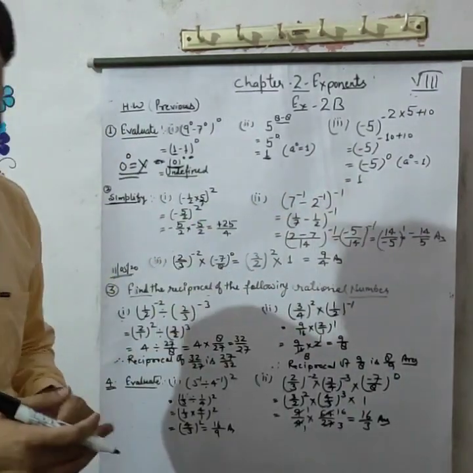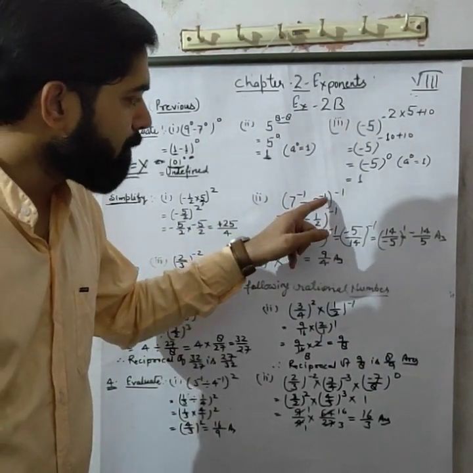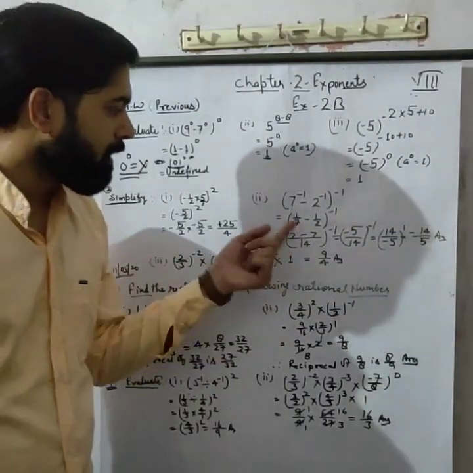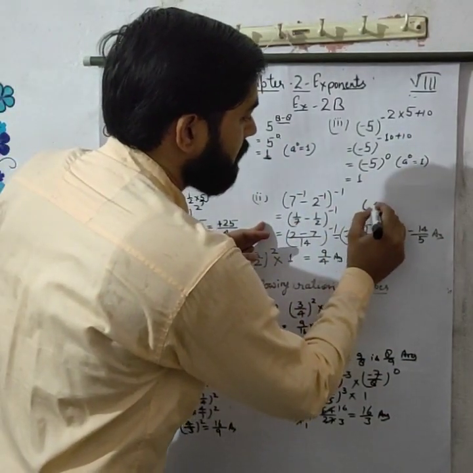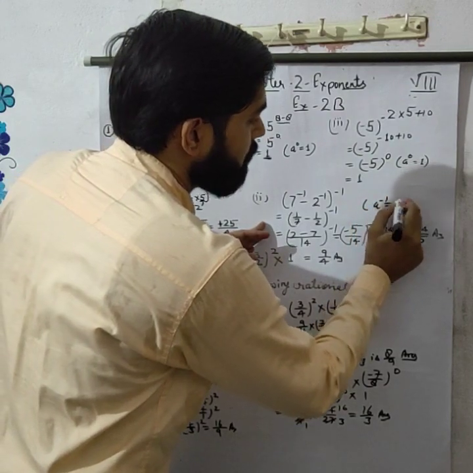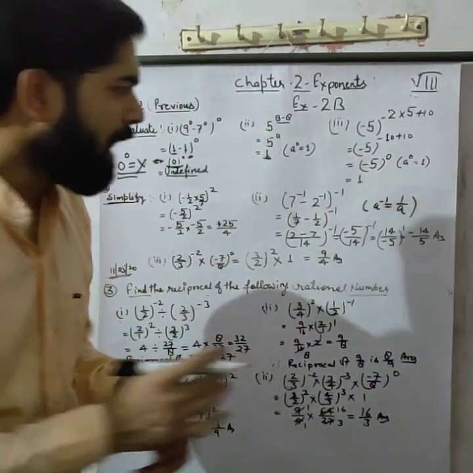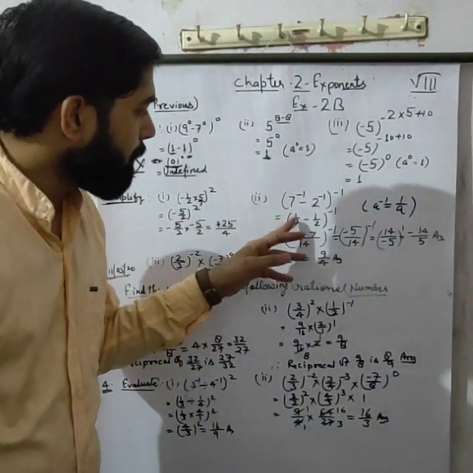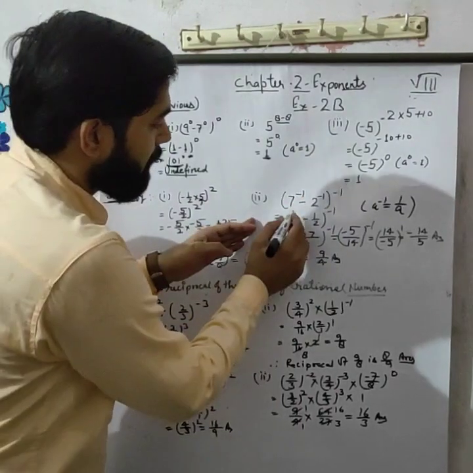Then the next question: (7 raised to power minus 1 minus 2 raised to power minus 1) whole power minus 1. You know, according to this rule, A raised to power minus 1 is equal to 1 upon A. So 7 raised to power minus 1, we can write as 1 upon 7.